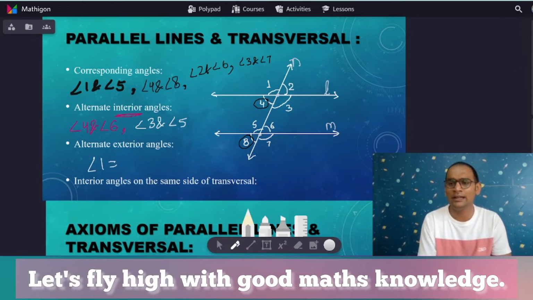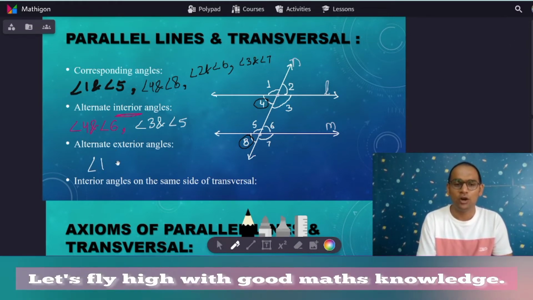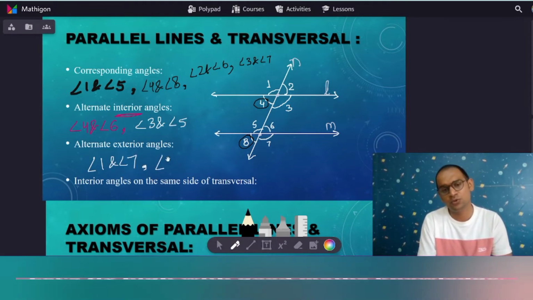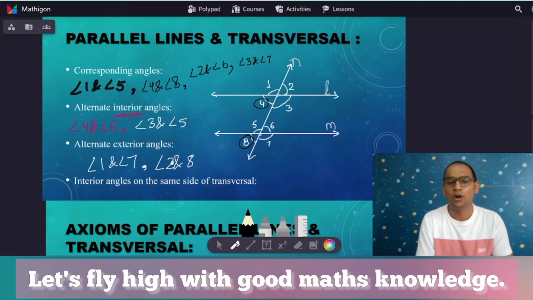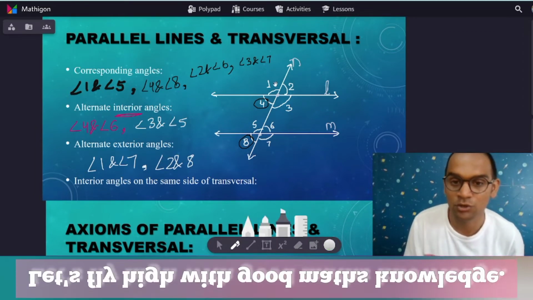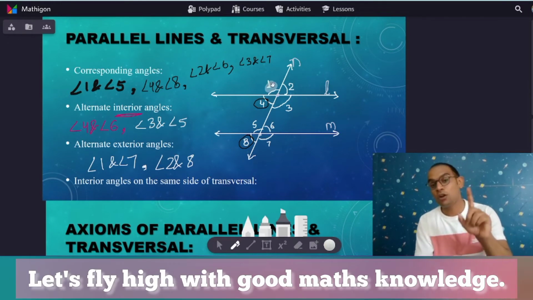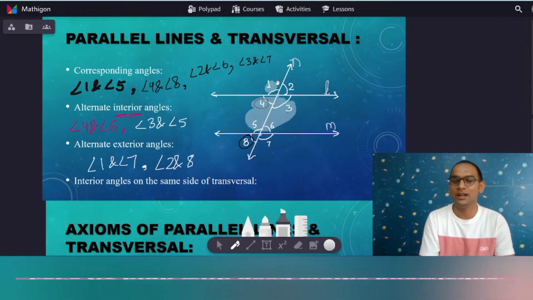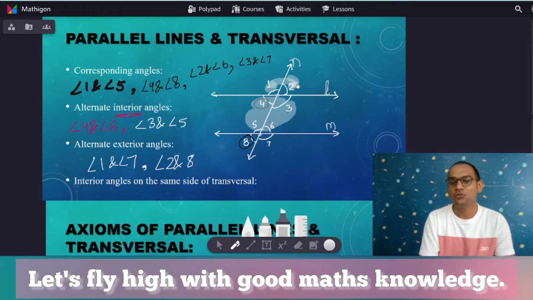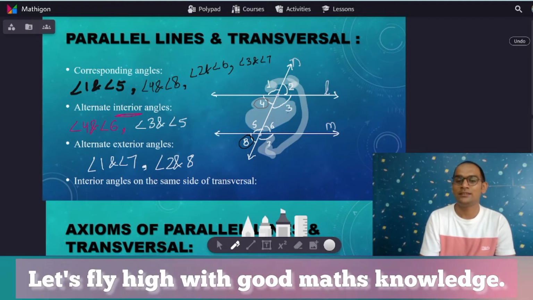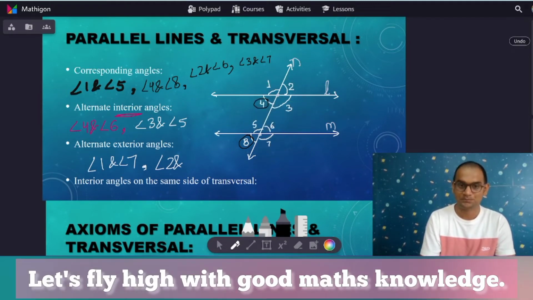Angle 1 and angle 7 form alternate exterior angles, as well as angle 2 and angle 8. Let's try to understand how. Angle 1 and 7. We are talking about exterior angles only, so we are not bothered about 3, 4, 5 and 6. One adjacent angle is 2. What is the next exterior angle? It's 7, right? So that is how 1 and 7, and similarly 2 and 8.